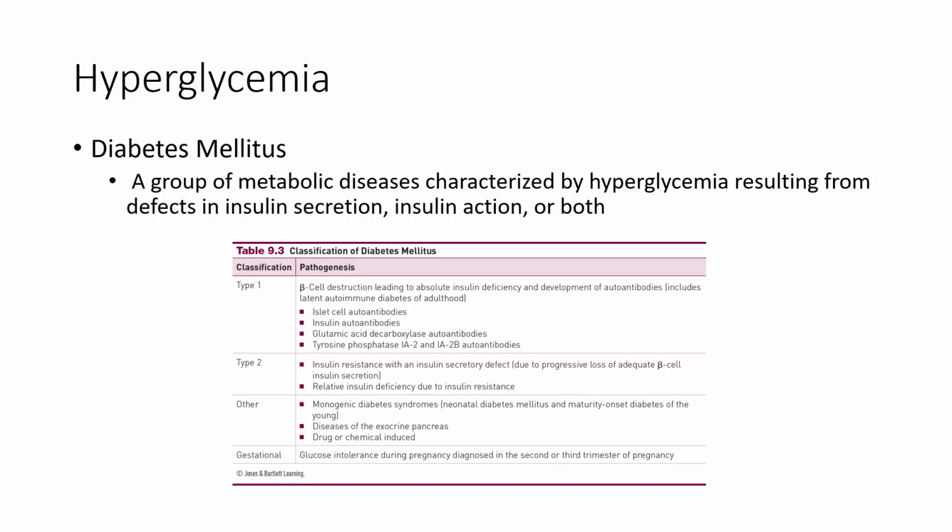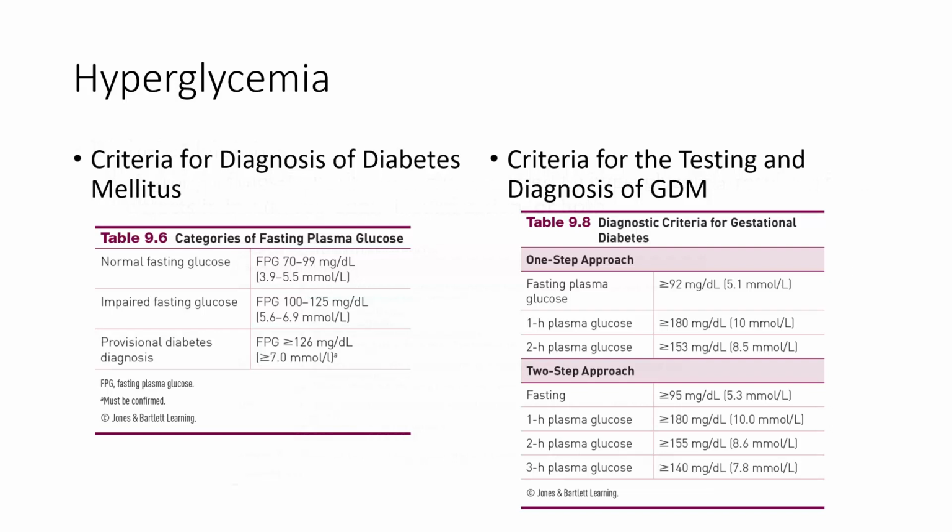For this class, you do not need to know the specific details of each different type. We will go into this in further detail once we cover the pathophysiology of these different disorders. You do, however, need to know the criteria for diagnosing the cutoff levels. So you need to know how these are measured and what the cutoffs are.